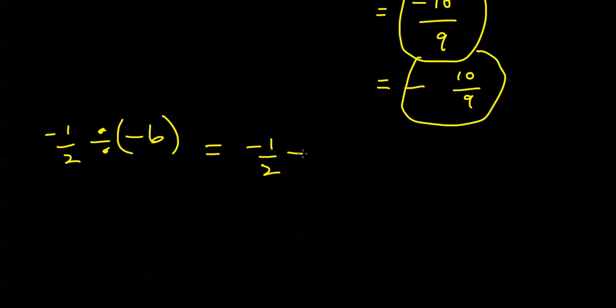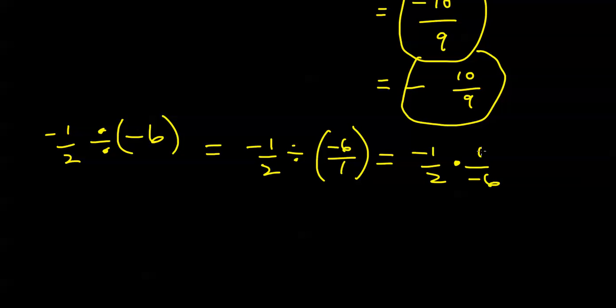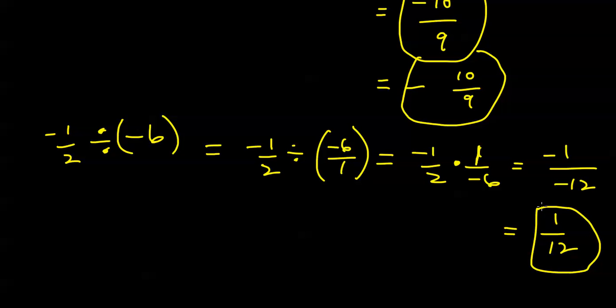Well, what I can do is rewrite minus 6 as minus 6 over 1 equivalently. I think you'll agree that we can do that. So then minus 1/2 times 1 over minus 6 would be the resulting multiplication problem. I'll get then minus 1 over minus 12, which of course reduces to 1/12. This is our final, completely most simplified answer. Okay?